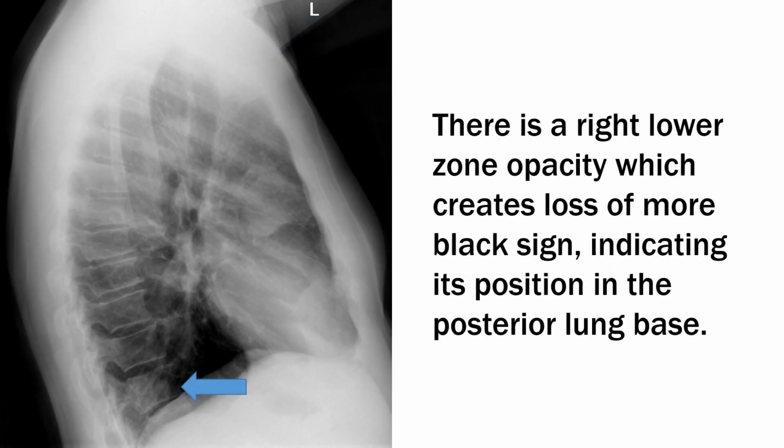In this X-ray, there is a right lower zone opacity, which creates loss of more black sign, indicating its position in the posterior lung base.